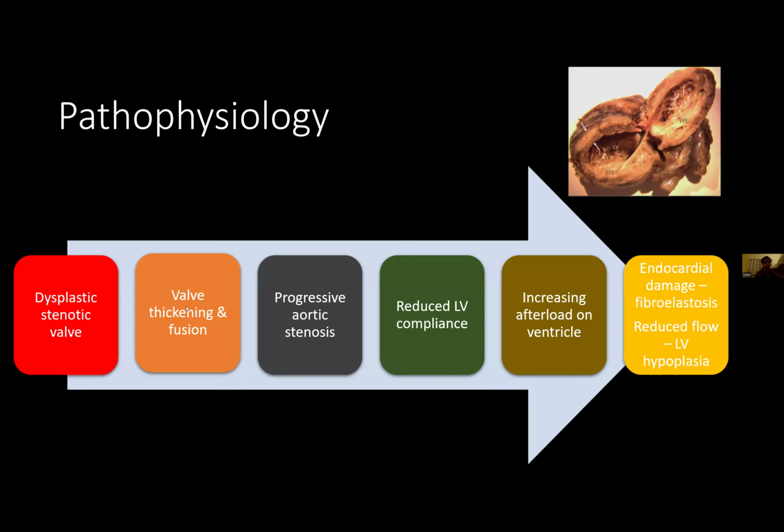The underlying pathology begins with a dysplastic stenotic valve that progressively thickens and becomes fused, leading to worsening obstruction of the left ventricular outflow. As the stenosis progresses, the left ventricle is exposed to increasing pressure overload, resulting in reduced ventricular compliance and impaired filling. The persistent afterload eventually causes endomyocardial fibroelastosis and LV dysfunction.